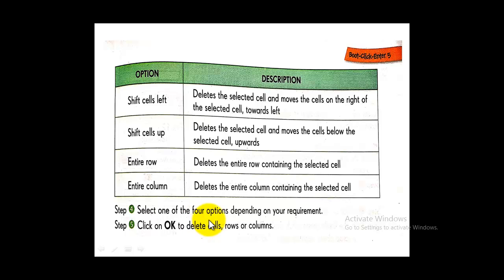Select one of the 4 options depending on your requirement: Shift cells left, Shift cells up, Entire row, or Entire column. From these 4 options you have to choose any one, then click on OK to delete cells, rows, or columns. This is how we delete cells, rows, or columns.